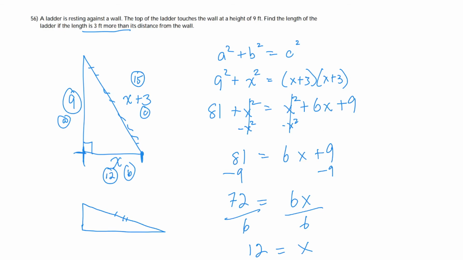Let me just check to see if it's correct, though. So a squared plus b squared, so 9 squared plus 12 squared, is that equal to 15 squared? So 9 squared is 81. 12 squared is 144. So you add those, 225, that's 15 squared. Yeah, that's right. Okay, I don't like that question that much because the ladder's not at a safe angle.